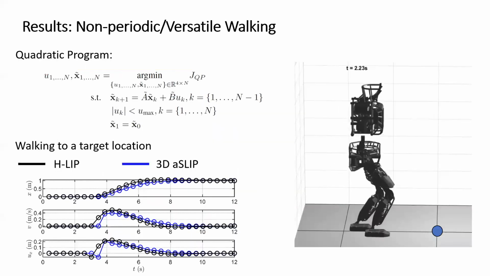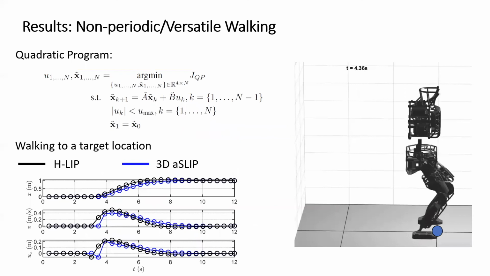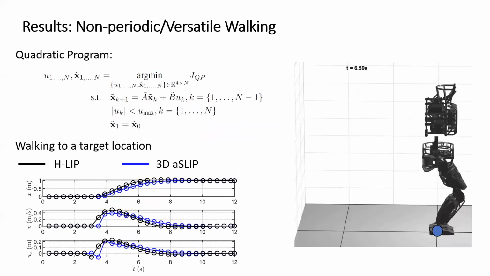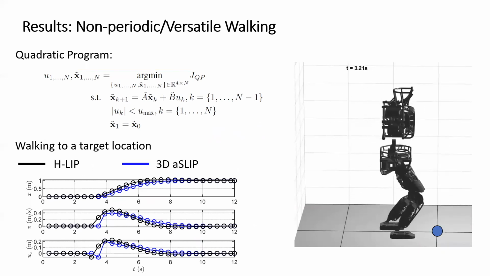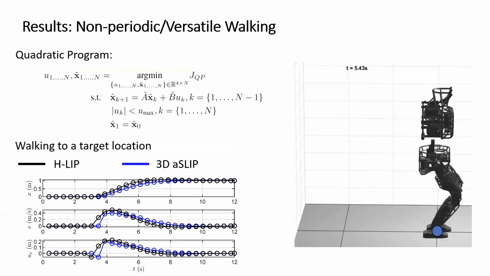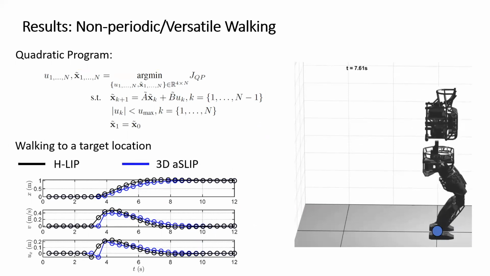The H-LIP can also realize non-periodic walking. The linear dynamics makes the planning fast, solvable by quadratic programs. Here we show an example of walking to a target location. You can see that the A-SLIP follows a similar walking to the H-LIP, and so does the robot.